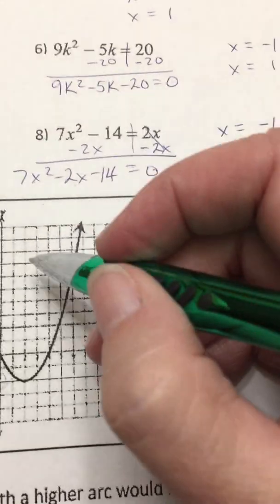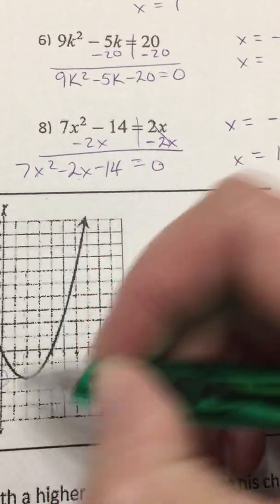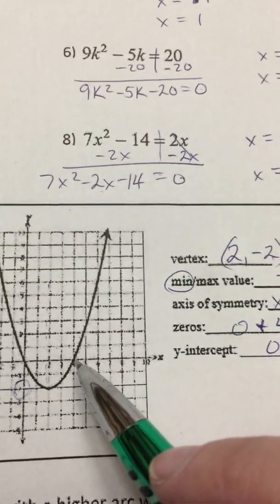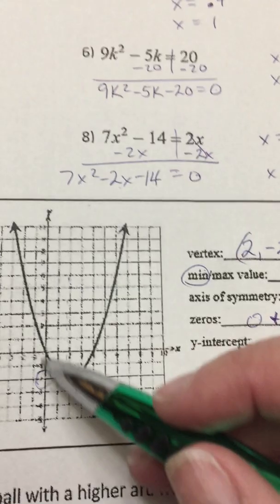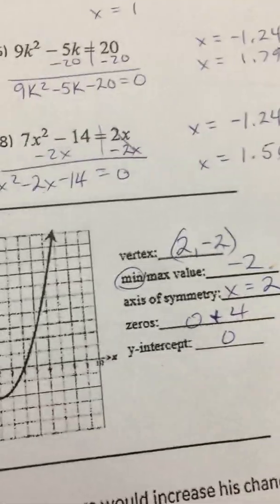It's the equation of that vertical line that goes right down the middle of my parabola. And then zeros, we're crossing at 4 and 0. So 0 and 4. And the y-intercept, where's it crossing the y-axis? You're at 0 on the y-axis. So there's your y-intercept.